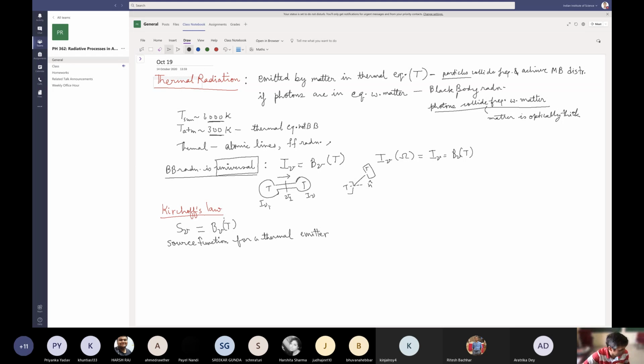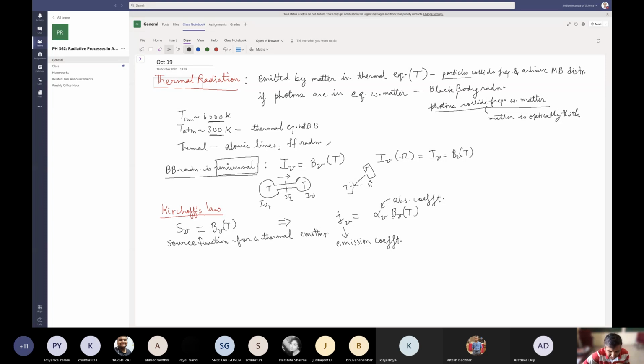So this is Kirchoff's law, and this implies that j nu, the emissivity or emission coefficient, equals alpha nu B nu T. You remember the definition of S nu was j nu divided by alpha nu. So j nu is the emission coefficient and alpha nu is the absorption coefficient.